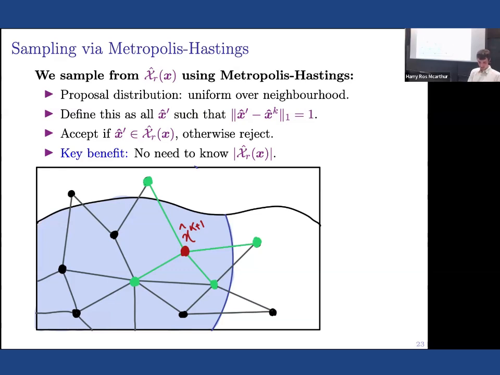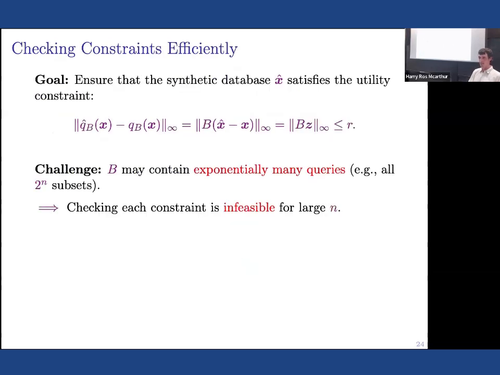One issue is that checking whether you're inside the ball or not requires potentially an exponential number of steps. This vector, I said, you can have at most 2 to the n queries. So checking 2 to the n entries, making sure that they're less than R in absolute value at each point in time, is going to take a very long time. So you need to think of a better way of doing this.